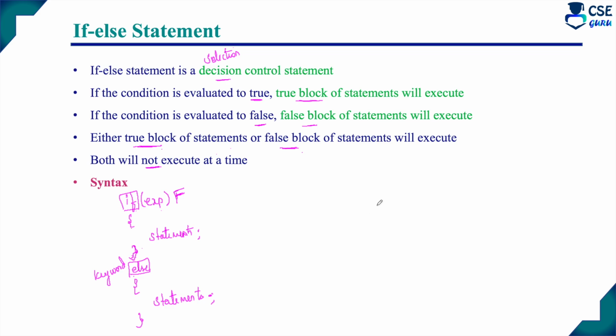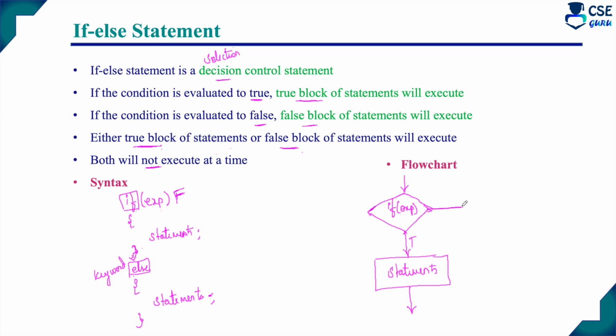Considering the flowchart, for condition evaluation you have to specify a diamond symbol. Within the diamond, you have to specify the expression. If the condition is evaluated to true, it goes to the true block statement, which may be a single statement or multiple statements. After executing this true block, control will be transferred to the next statement in the C code. It won't execute the else block, that is the false block statement, at all if the condition is true.